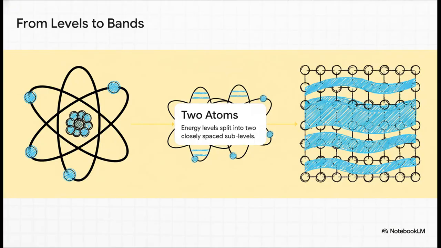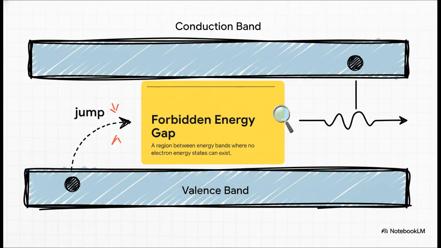So picture a lone atom. Its electrons are stuck in these really specific, neat little energy levels. But the moment you bring another atom close by, their fields interact, and those neat levels actually split in two. Now, imagine scaling that up to a solid crystal with billions of atoms. Every single level splits so many times that they all just kind of blur together, forming these wide, continuous energy bands.